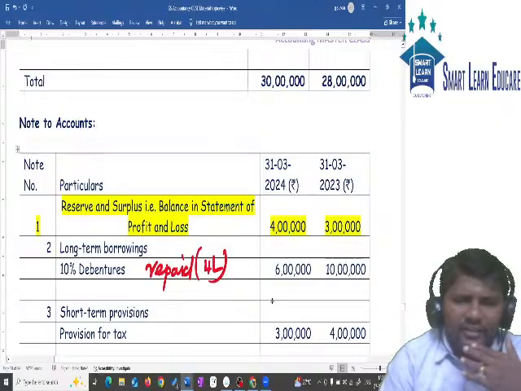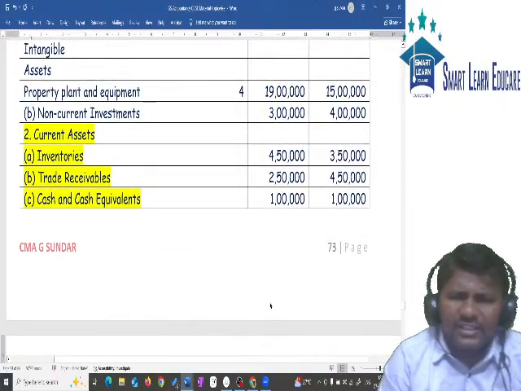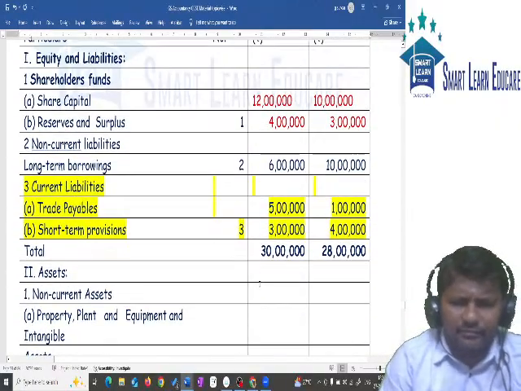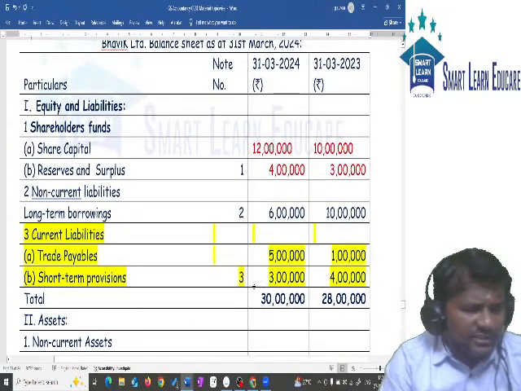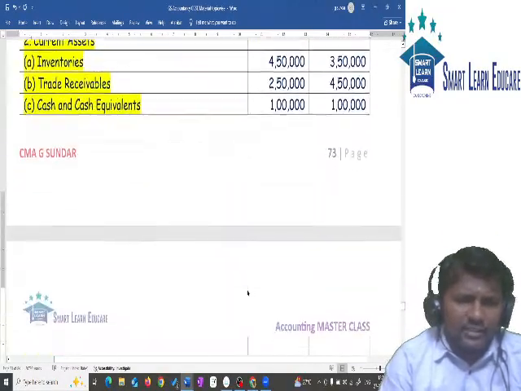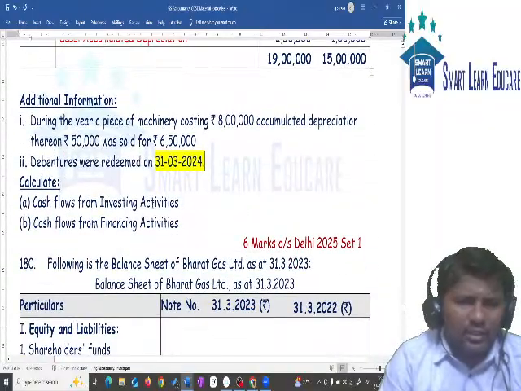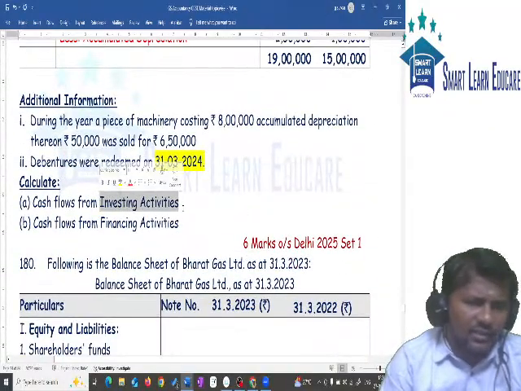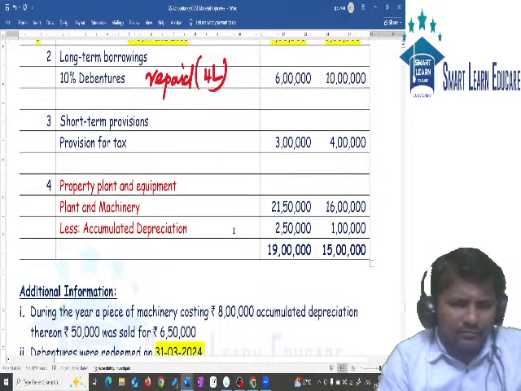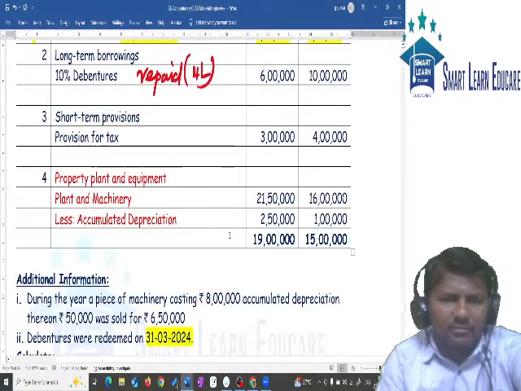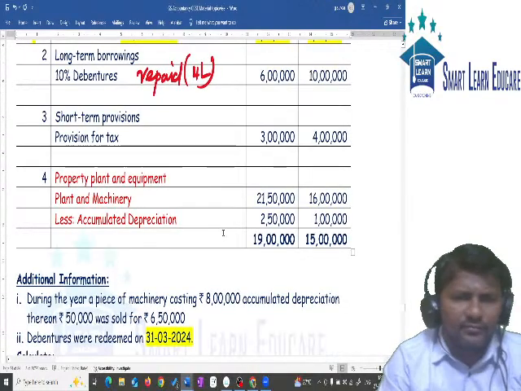Okay, fine. Then what are the other things? That's it. Nothing great in this question. 5 minutes time. First you try, what activity? First you try investing activity. Relating to investing activity, all the numbers are given in the question itself.